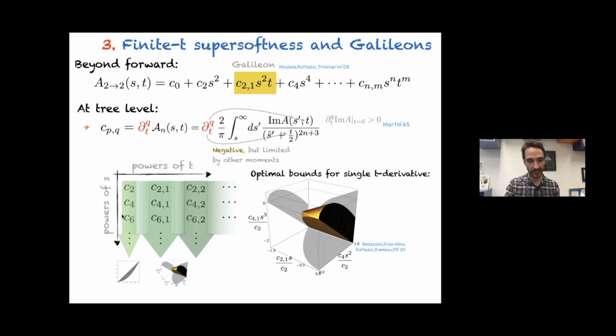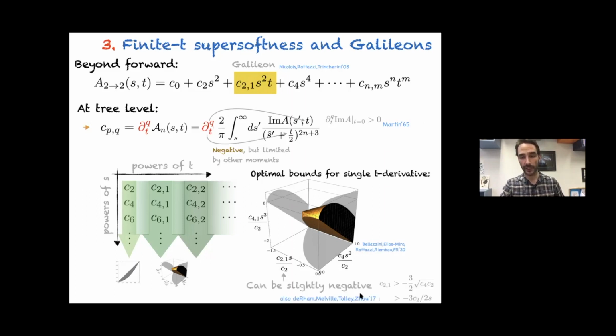That's why I colored it here with these nuisances. And in particular, the optimal bounds that involve just a single t derivative and up to coefficients of order s to the 4 are shown in this plot here. And you see that bounds involving t derivatives, this comma 1 is the t derivative, are mixed, appear together with things that have no t derivatives, C4 and C2. So these are the optimal bounds for these things.